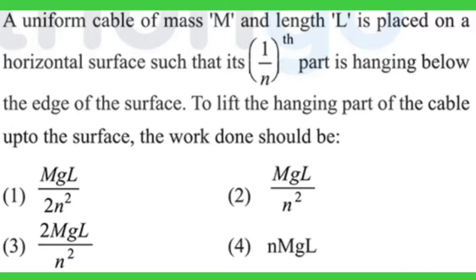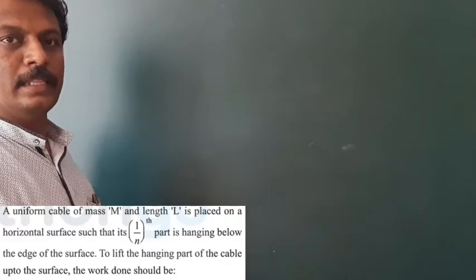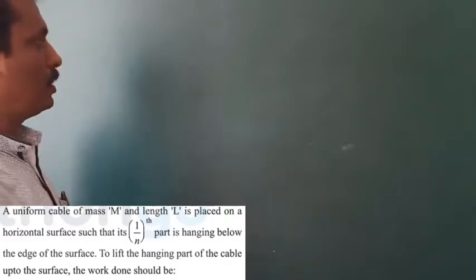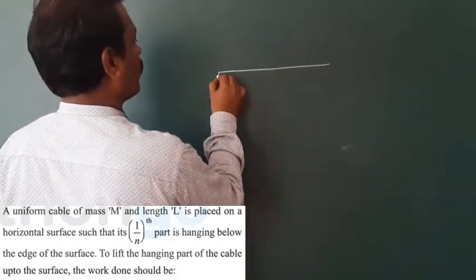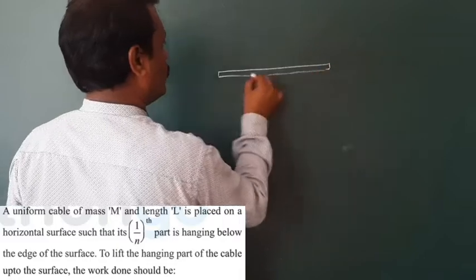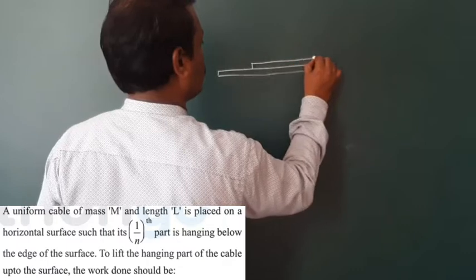To lift the hanging part of the cable up to the surface, the work done should be. The options are 1) mgL by 2n square, 2) 2mgL by n square, 3) 2mgL by n square, 4) n mgL. It is given that a uniform wire of mass m and length L is placed on a horizontal surface. Suppose this is a horizontal surface.